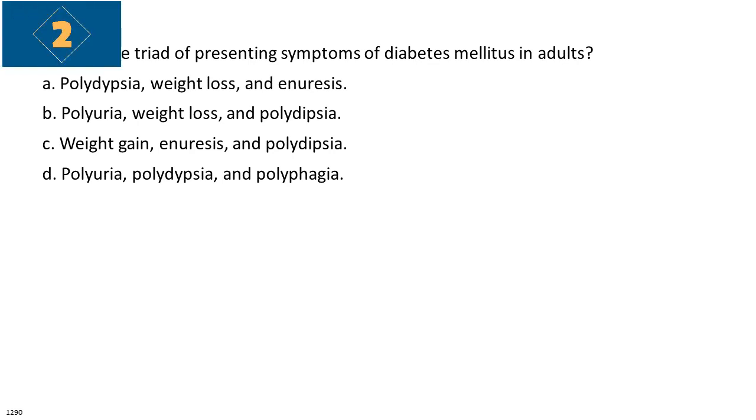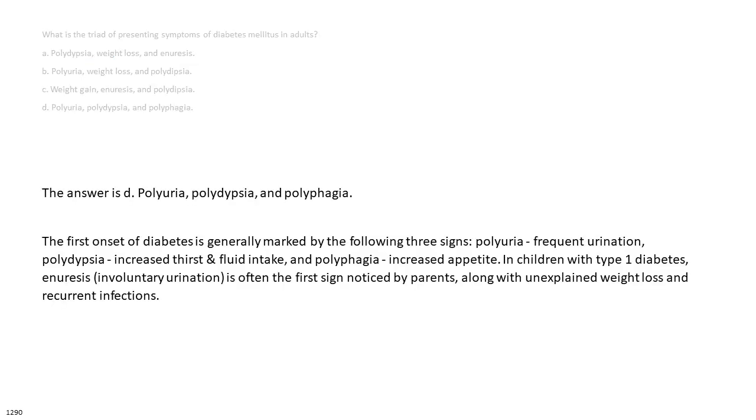The answer is D. Polyuria, polydipsia, and polyphagia. The first onset of diabetes is generally marked by the following three signs: polyuria, frequent urination; polydipsia, increased thirst and fluid intake; and polyphagia, increased appetite. In children with type 1 diabetes, enuresis, involuntary urination, is often the first sign noticed by parents, along with unexplained weight loss and recurrent infections.